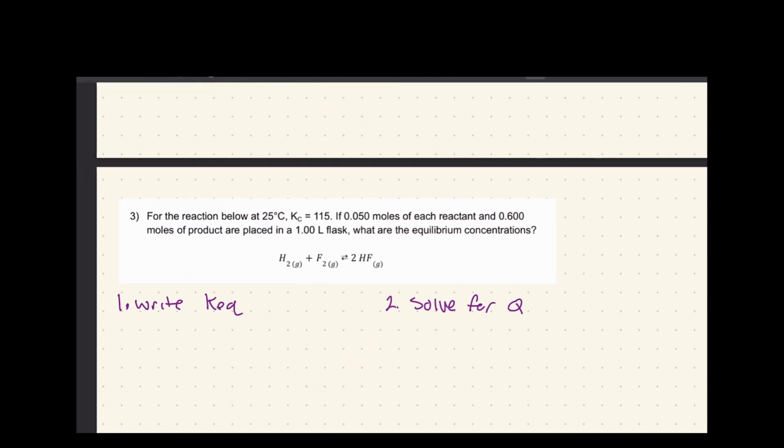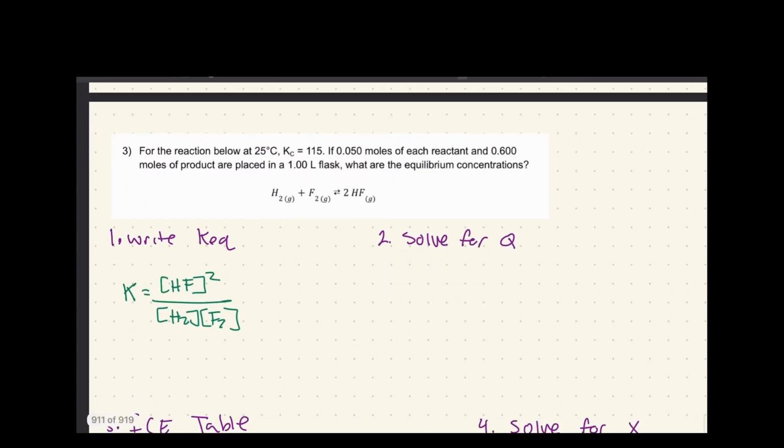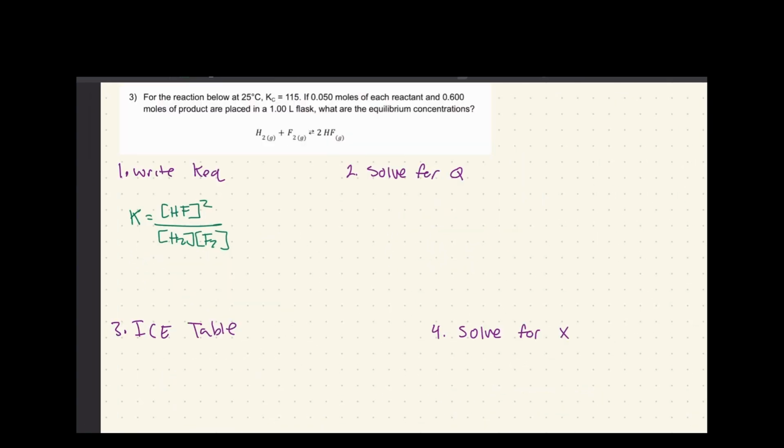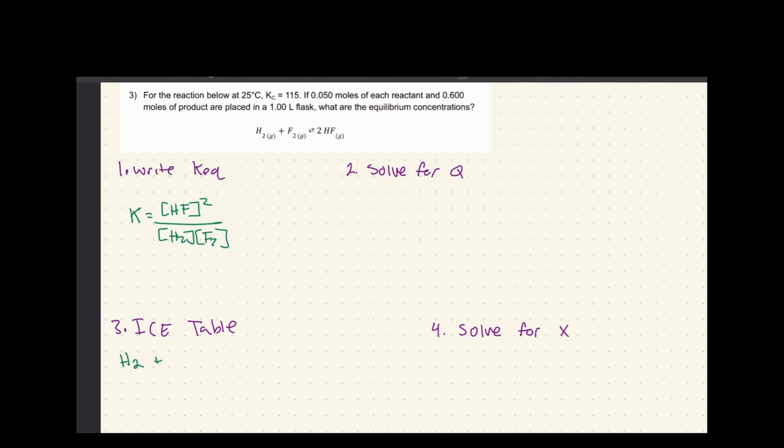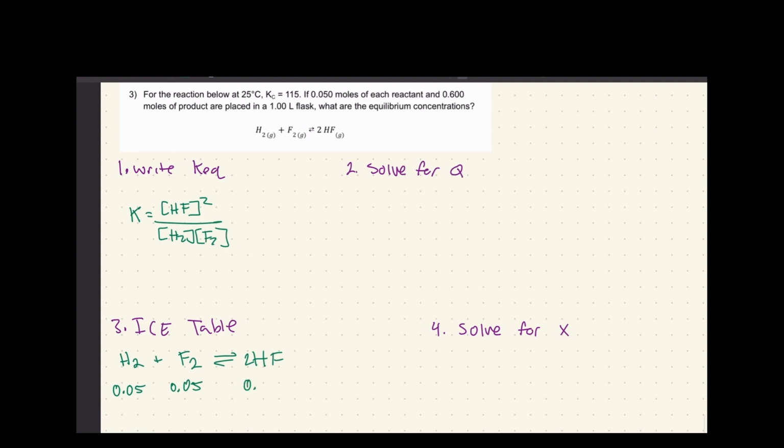So let's look at this particular problem here. I'm going to start by writing my KEQ expression. So I'll say that K is equal to the concentration of HF squared divided by H2 times F2. Everything is a gas, so it all stays in my equilibrium expression. If I set up my ice table by rewriting my reaction, what I see is that I'm starting with 0.05 mole of all of my reactant.